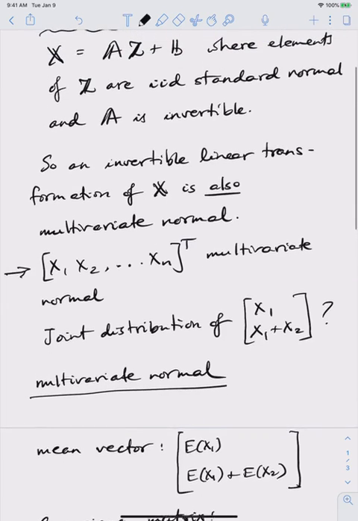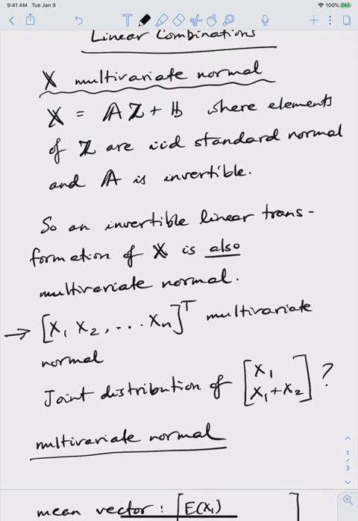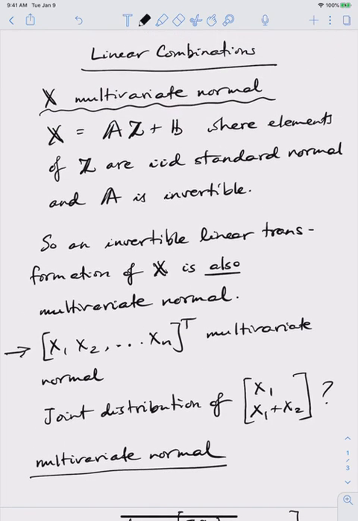So multivariate normal behaves beautifully with linear combinations, and fortunately for us, many extremely useful random variables happen to be linear combinations of multivariate normals.